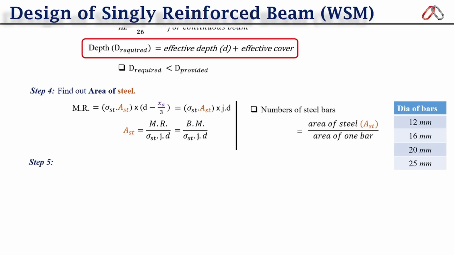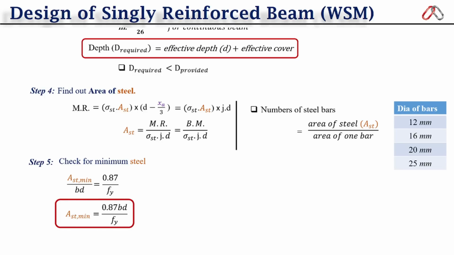Now the final step is to check it for minimum steel. If you are designing an RCC beam, then you have to provide minimum steel as per IS code provision. Ast minimum upon BD is equal to 0.87 upon fy. So the minimum steel will be 0.87 BD upon fy. If it is not satisfied, then you have to revise the design process with more steel. But keep in mind your design should be either under reinforced section or balanced section.